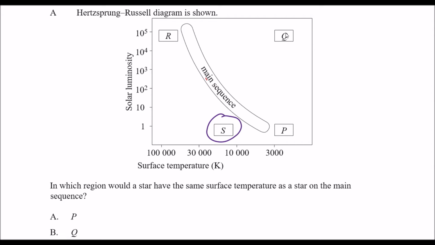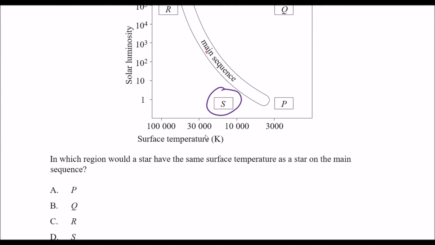Or let me say that again, Q and P are way too cold, or their temperatures are way too low. And for star R, the surface temperature is way too high for its particular main sequence. So it doesn't match. So the answer would be S, and that means we would go with D. Okay.